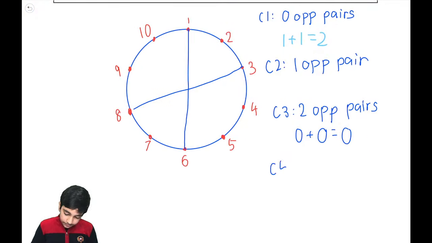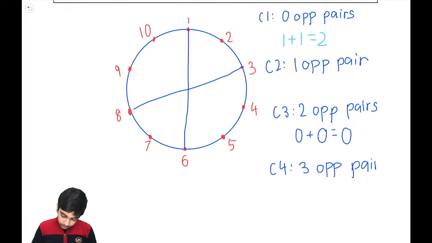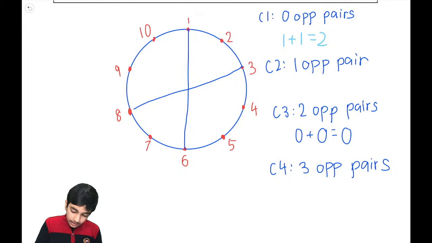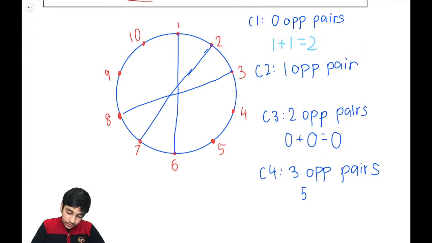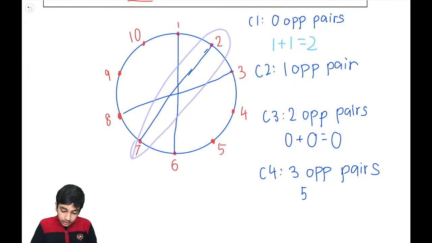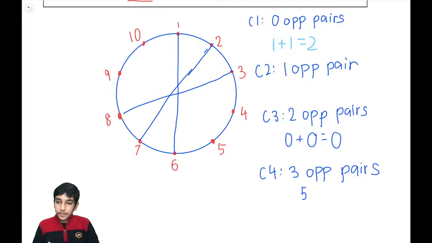Case 4 is 3 opposite pairs. So if you have 3 opposite pairs, let's say we add another pair like this. As you can see here, for case 4, there's only going to be 5 different ways. The reason is that we have these 3 pairs here, and the middle pair, from 2 to 7 right now, can be any of 5 different possible middle pairs.